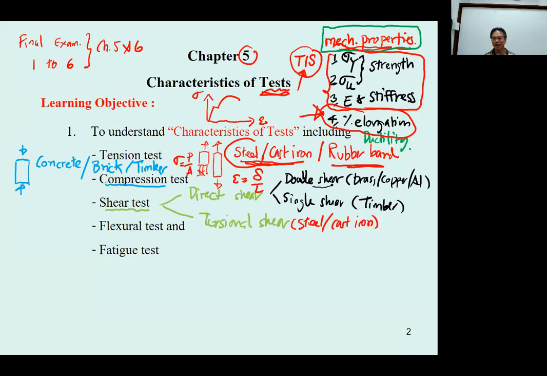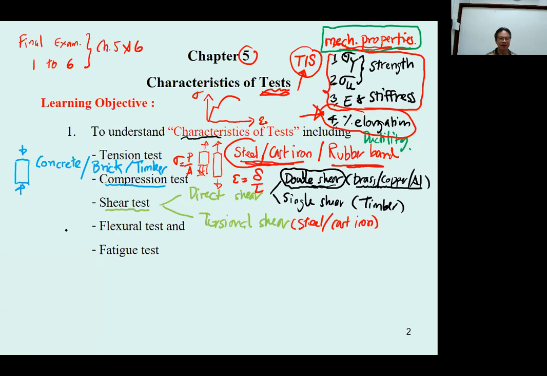Again, why don't we test the double shear for steel? Steel is so tough, it requires a lot of testing machines and testing equipment. And that's why we neglect steel. We just test brass, copper, and aluminum as examples for you to comprehend the double shear test, okay?